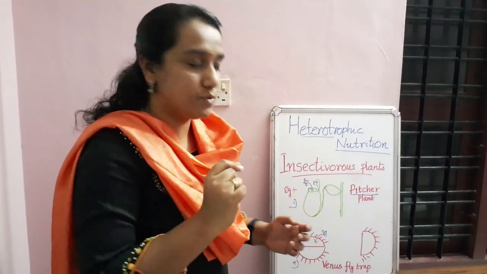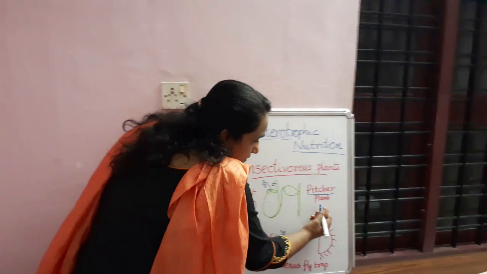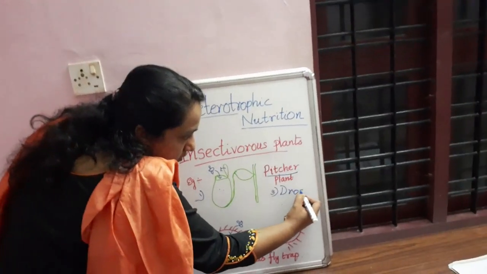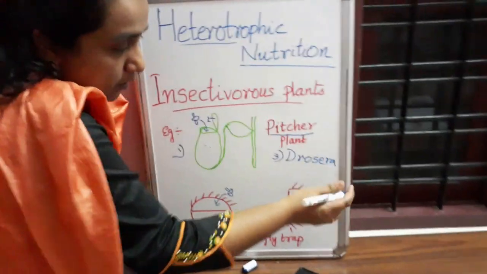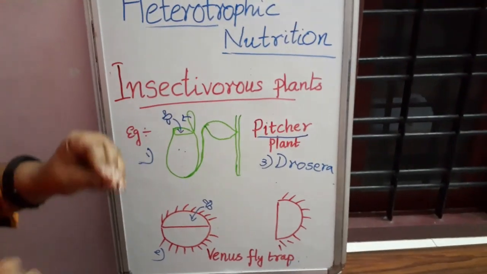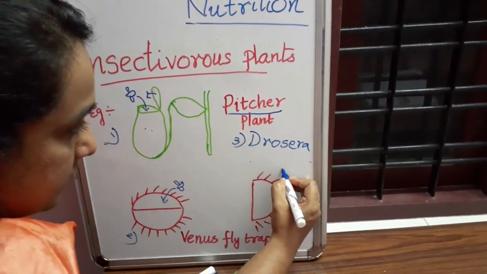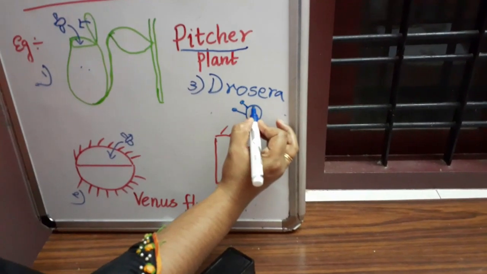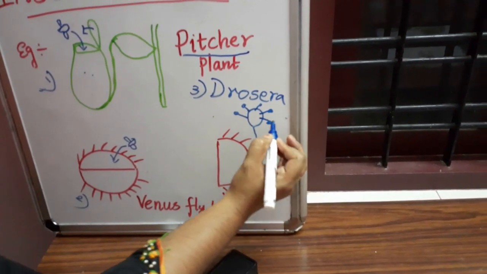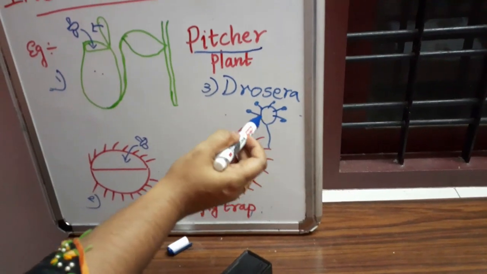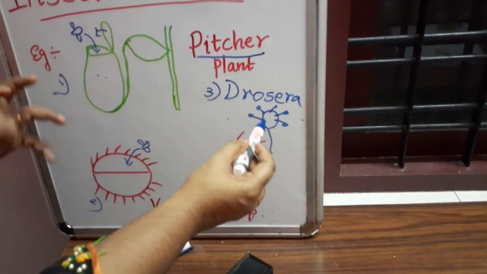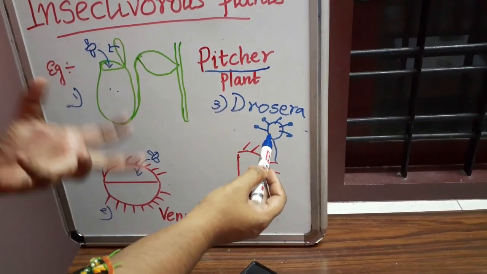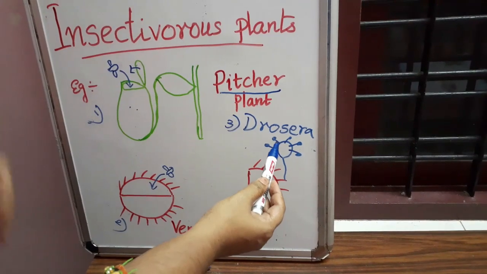It will digest the insect, and these nutrients will be absorbed into the plant's body. Another example is Drosera. Drosera has a shape like this, and some jelly like substance will be there. If any insect comes to this plant, it will be stuck on it and cannot go back. Gradually it will decay and all the nutrients will be absorbed into the plant's body.